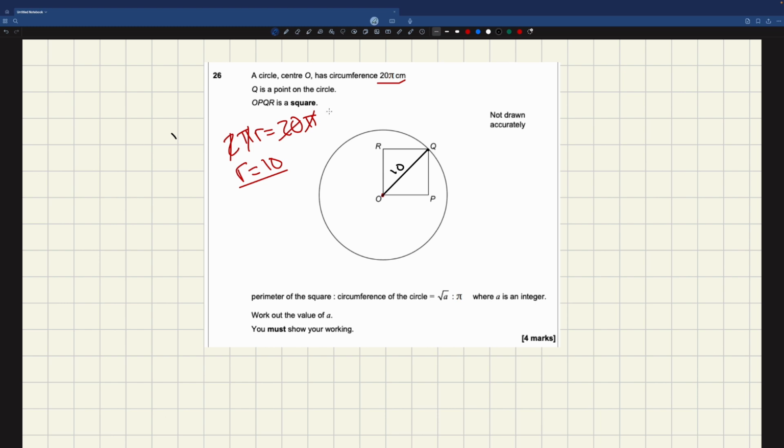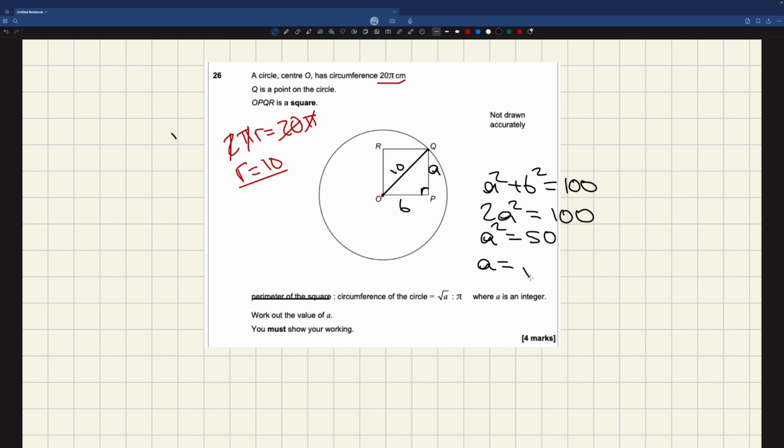Okay, work out the value of A. Nice. So we need to figure out the perimeter of the square. Now this might seem hard, but we already did it, essentially. We know that the diagonal of the square is 10. Now, because this is a square, QP is equal to OP. And using Pythagoras theorem, again, because this is a square, we can immediately say that this is a right angle. Using Pythagoras theorem, we can say that, let's call this A, let's call this B, A squared plus B squared is equal to 100. But we know that A is equal to B, so therefore 2A squared is equal to 100. A squared is equal to 50.